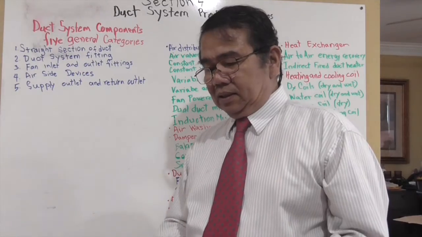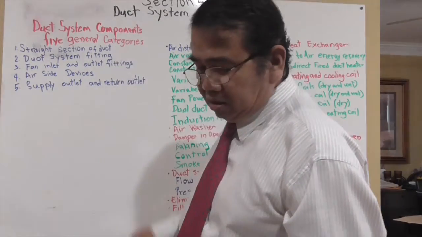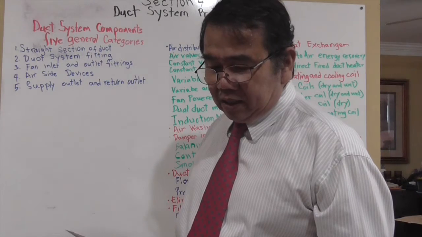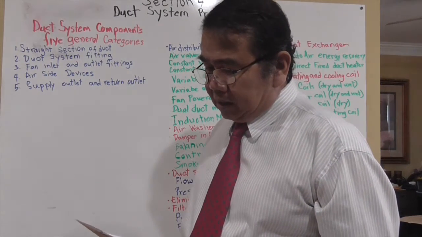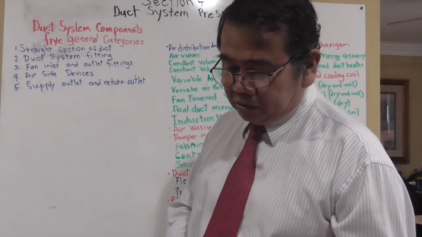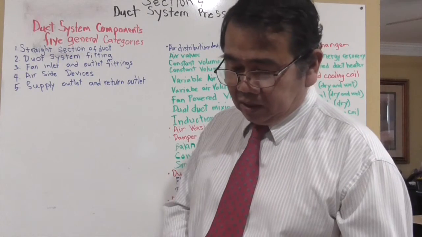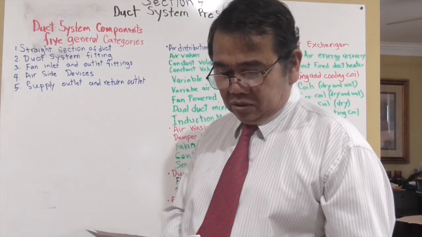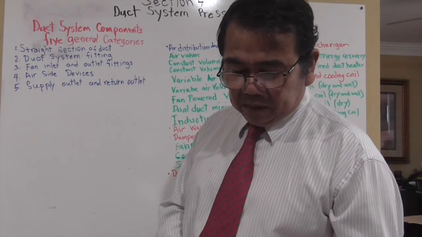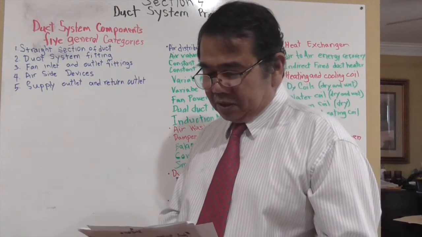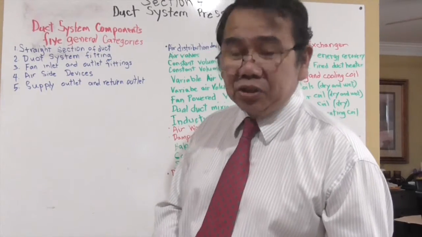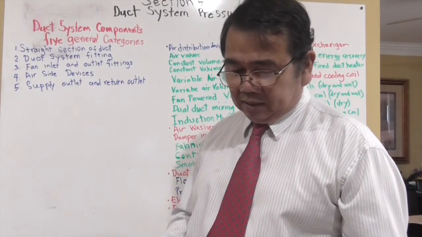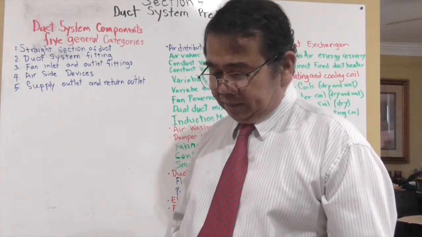Now, the straight section of the duct. In the straight section of the duct, the velocity and velocity pressure are constant. The total pressure drop across the length of the section is equal to the static pressure drop across the length of the section. Consider the surface roughness of the duct material, altitude, and temperature. That means you must consider the roughness of the duct, the material used, altitude, and temperature.